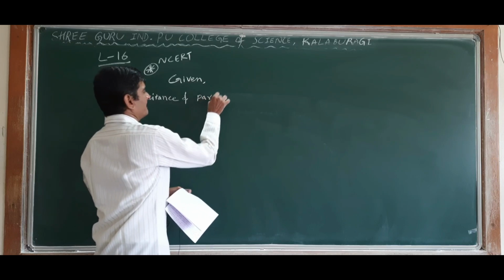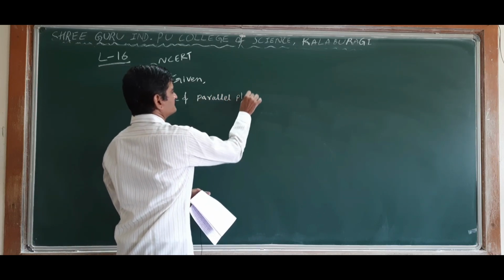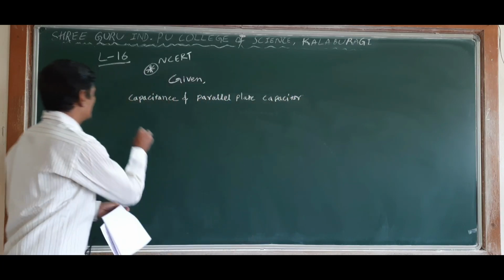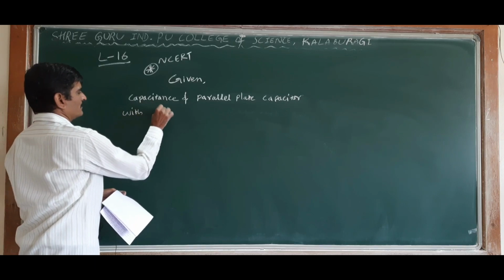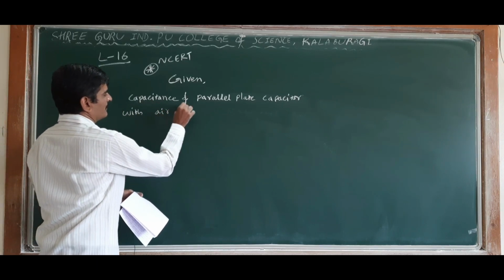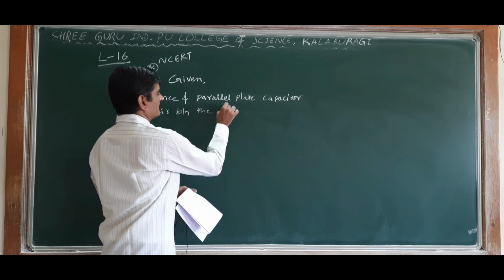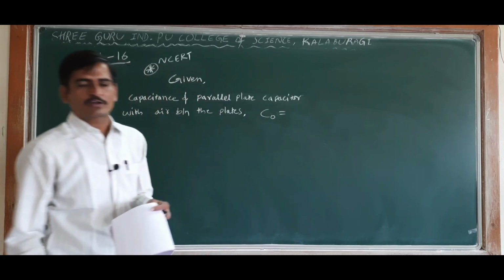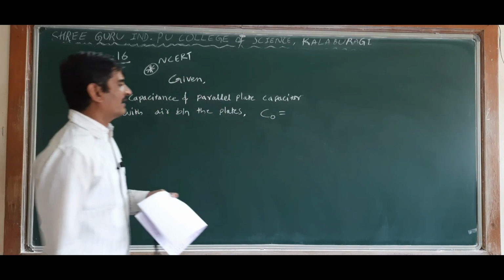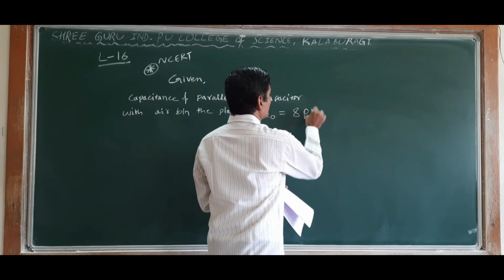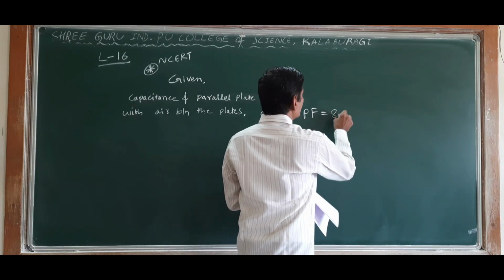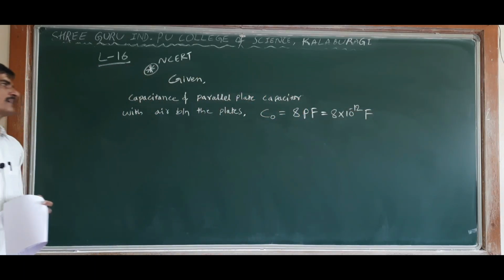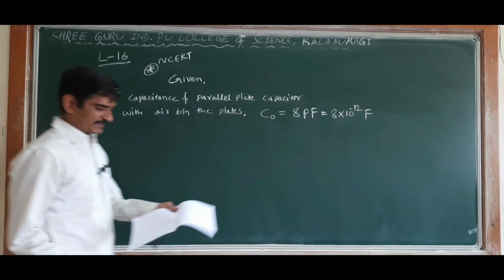With air between the plates, that we have called C0 while teaching the theory, and they have given it as 8 picofarad. 8 picofarad means 8 into 10 to the power minus 12 farad. Pico means 10 to the power minus 12 farad. So the capacitance of a parallel plate capacitor, what do they want?